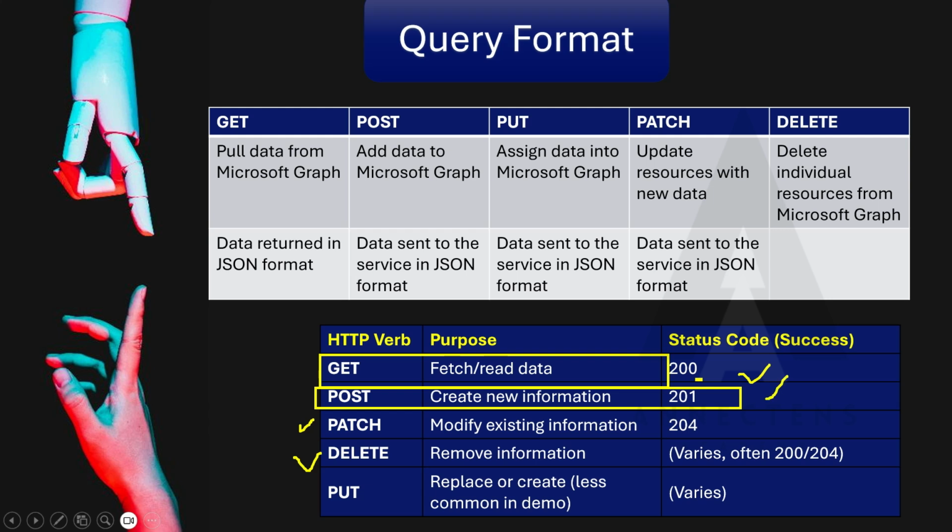200, 201, 204, 204 here also. So this is telling you that these are the success. Okay. Then we have something called put. Put is something when you're replacing an existing resource. Whatever you have assigned, you just want to change that or replace it with a different set of information, right? So I can make this happen using this query format.